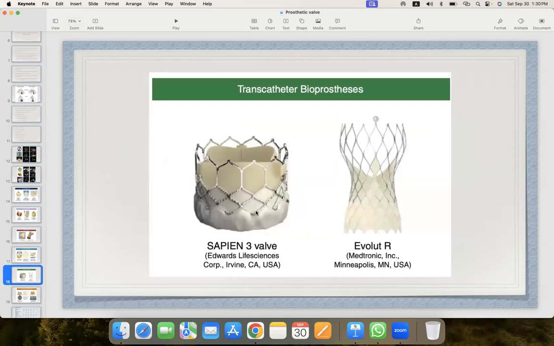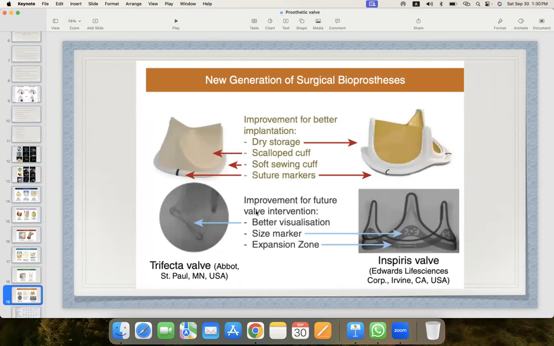TAVI is the same. The only problem with TAVI and sutureless valves is paravalvular leak. So these patients will be at higher risk of paravalvular leak when you compare them to the sutured valve and other surgical valves. These are a couple of the new generation surgical bioprosthetic valves, like Trifecta. It has better marking for future intervention. It will help you when you evaluate these prosthetics.